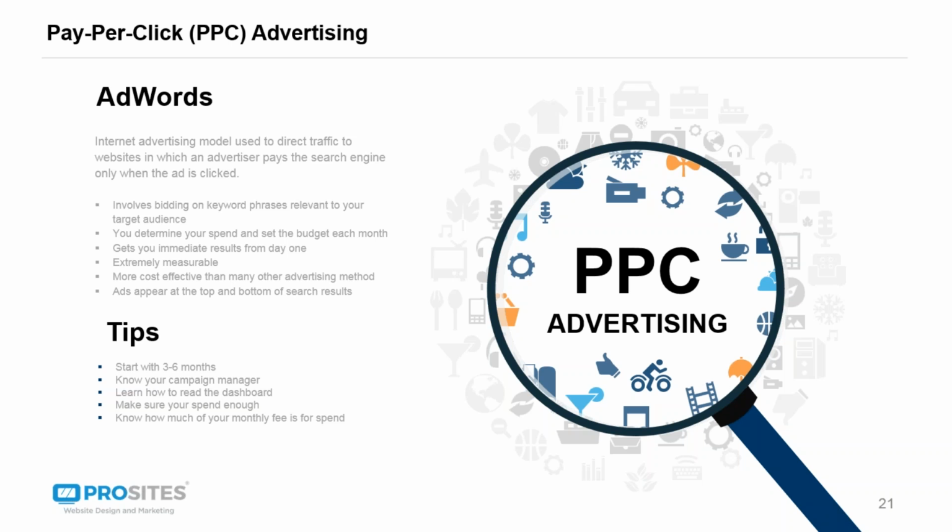But really, it's an advertising model that helps to direct traffic to websites in which you pay Google or any search engine anytime your ad is clicked. Not anytime your ad appears, but only when the ad is clicked and someone goes to your website. And you pay some number from pennies to dollars every time your ad is clicked. There's a really interesting discussion about pay-per-click, and I think we also have a webinar on that. But it involves bidding on keyword phrases.